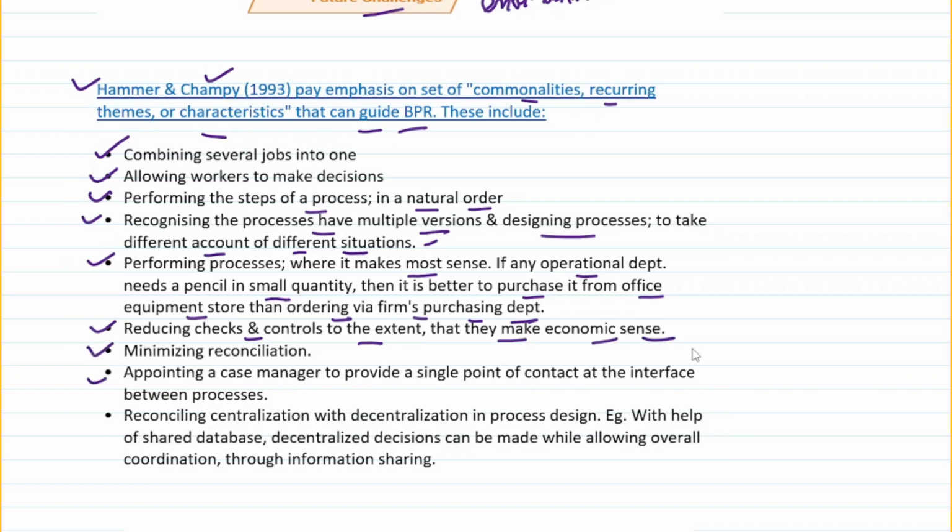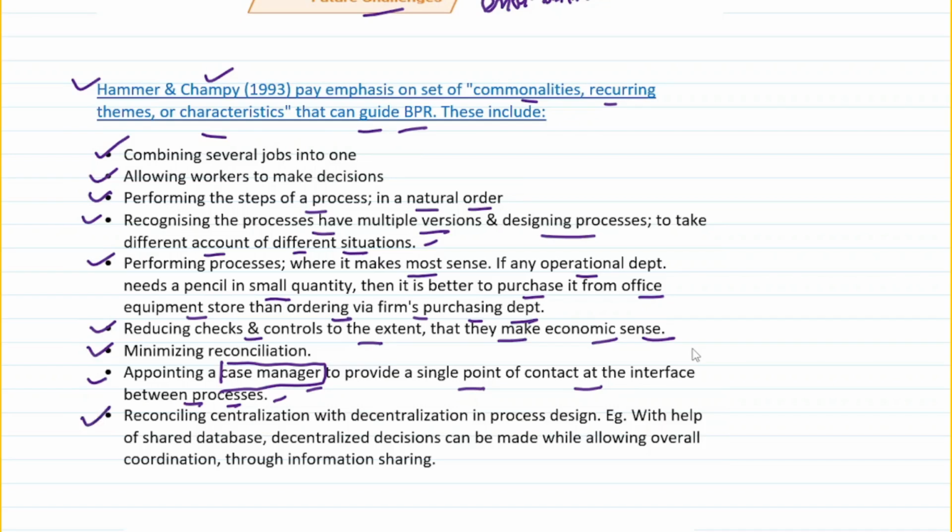Then appointing a case manager for what? To provide a single point of contact at the interface between processes. So you should have a case manager. This case manager would basically be a single point of contact. Single point of contact for what? At the interface between processes. So if there are too many processes and you need a person who can act as a mediator, that mediator will be called a case manager. You appoint one person and he would be able to mediate between the different processes as far as the BPR is concerned.